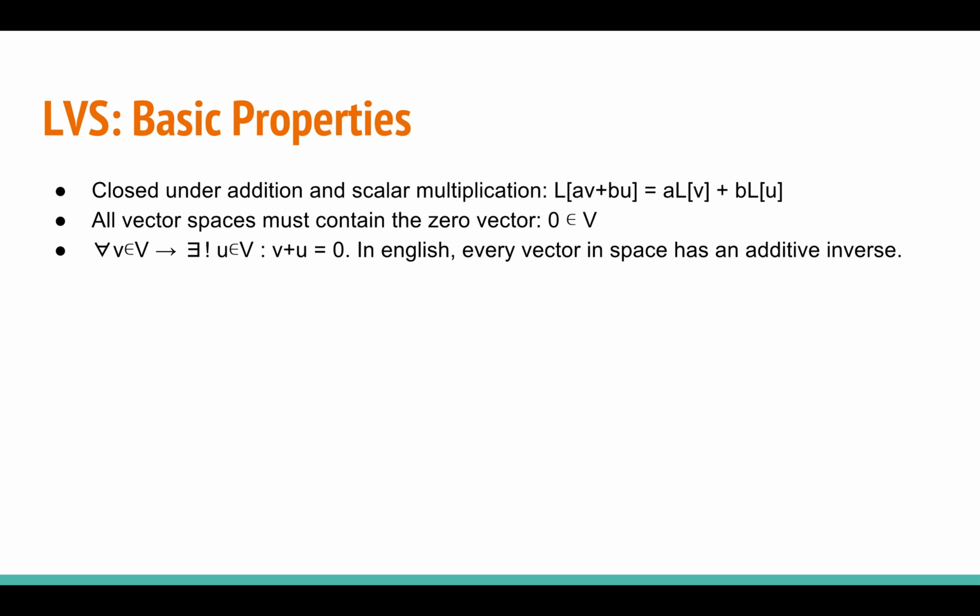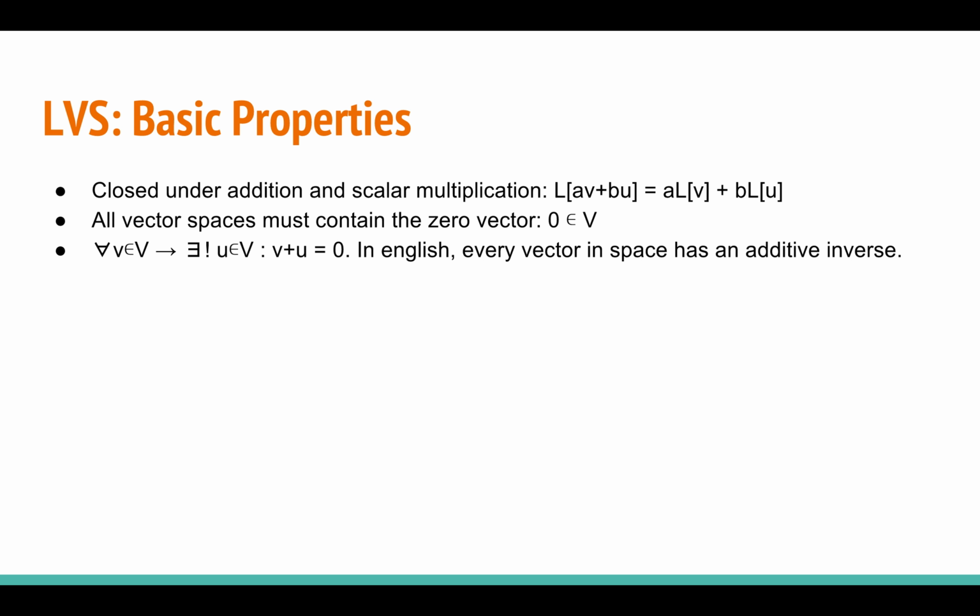So there's three properties that linear vector spaces must have. The first is closed under addition and scalar multiplication. Second, all vector spaces must contain the zero vector. And lastly, every vector in a space has an additive inverse.